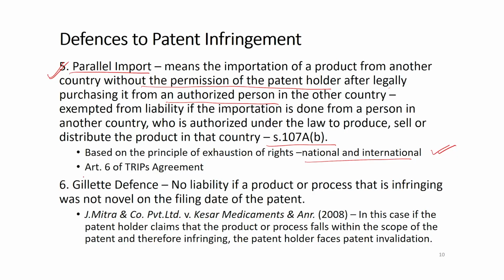This debate continued, and nothing could be settled. What kind of exhaustion doctrine should we have? So finally, the TRIPS Agreement in Article 6 says that any dispute related to exhaustion doctrine will not be entertained by the WTO Dispute Resolution Forum. Meaning thereby, whatever the country wants, if it wants to have national exhaustion, it can continue with it. If it wants international exhaustion, it can continue with it. TRIPS does not give you a mandate.